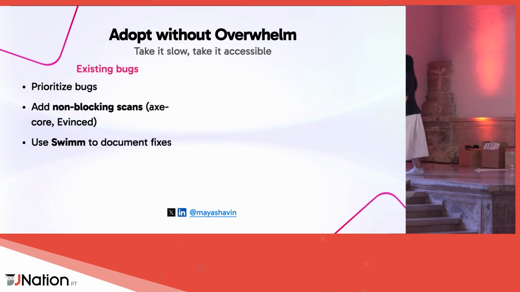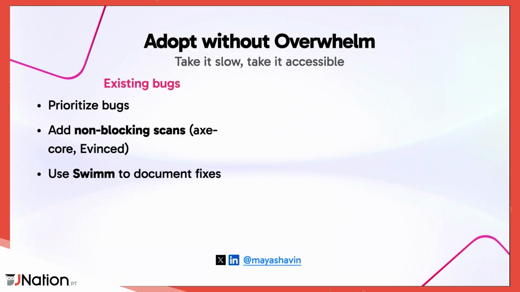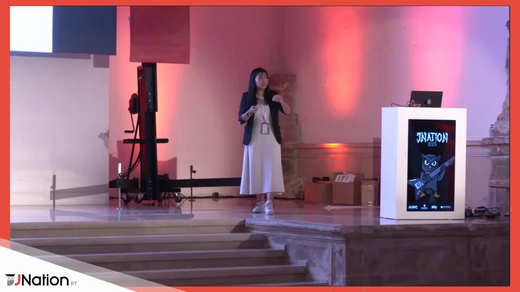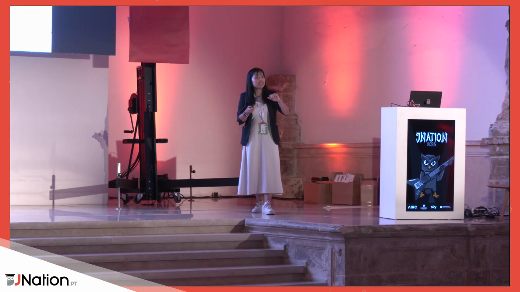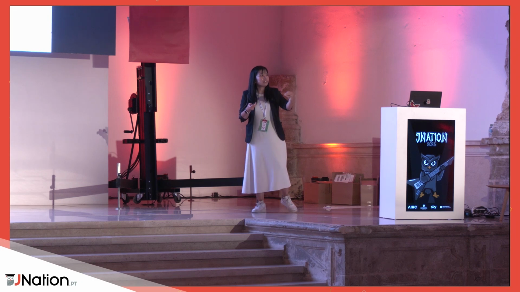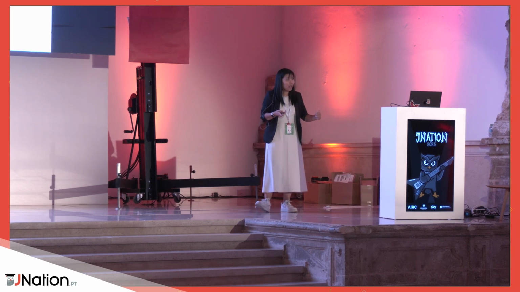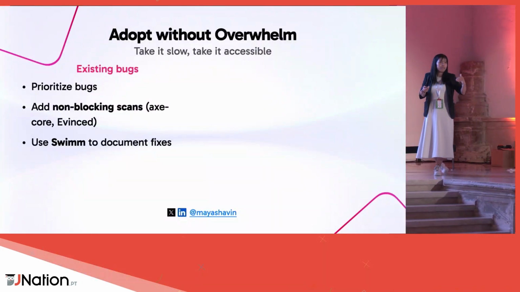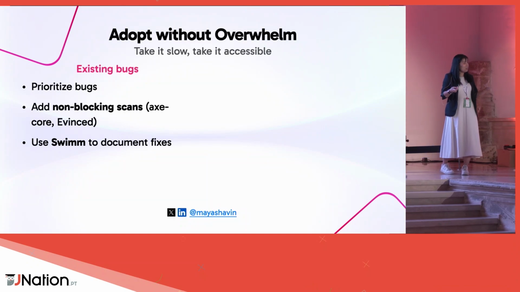3 minutes, yay. How do we adopt it? Well, adopting an accessibility mindset in a code base with 300-something bugs is not easy. For that, you need to do it slowly, prioritize the bugs, fix what is important first, and build a CI/CD or an automation script that is going to fix it for you using AI. That also works. Add non-plugin scans whenever it's possible, and use Swim to document fixes.